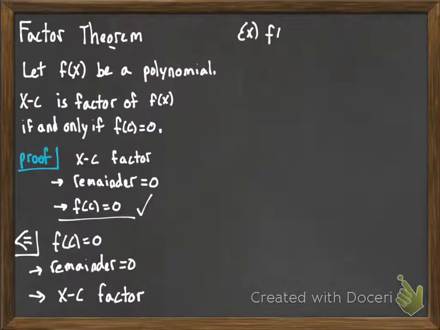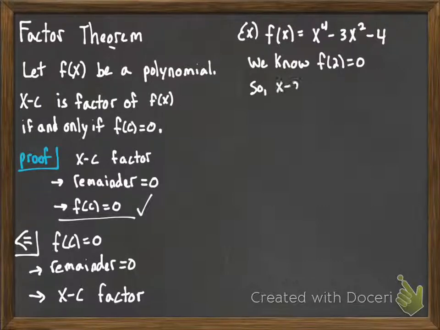So now, as an example to show you where this factor theorem is useful, basically what the factor theorem says is if we can evaluate the function and get 0, then we know that x minus whatever that value was is a factor. So consider x to the fourth minus 3x squared minus 4. And here's how the factor theorem is useful. Let's say we know f of 2 is equal to 0. You can do that by plugging 2 into the function. And so because f of 2 is 0, we know that x minus 2 is a factor.